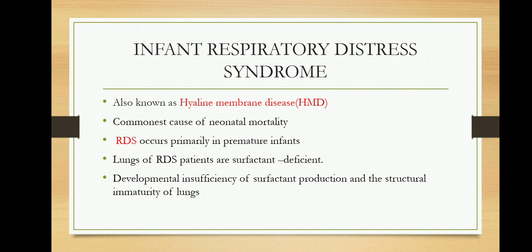When there is not enough surfactant, tiny alveoli collapse with each breath. When alveoli collapse, damaged cells collect in airways, which makes it harder to breathe. These cells are called hyaline membranes. It is the commonest cause of neonatal mortality. RDS occurs primarily in premature infants.